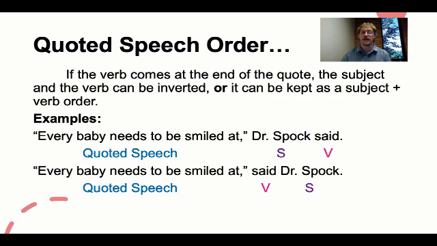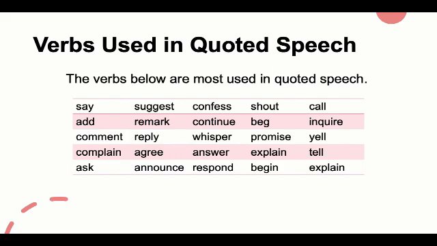In this case, the subject and the verb can be inverted, or it can be kept as a subject-verb order. Here are two examples, and you can use either one. Either one is okay. "Every baby needs to be smiled at," Dr. Spock said. Or, "Every baby needs to be smiled at," said Dr. Spock. Again, if it comes at the end, the subject and verb could be in the normal order, subject and then verb, or you can flip it and use the verb first and then the subject. Either one is okay.